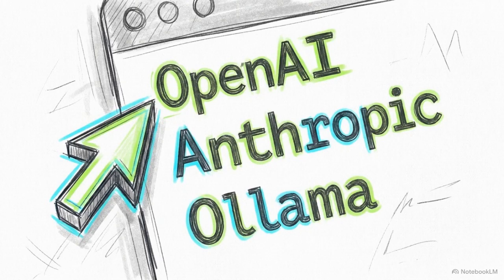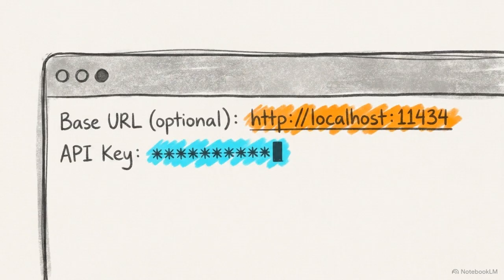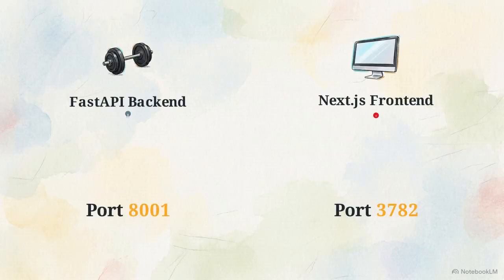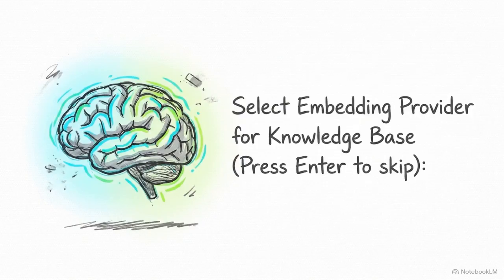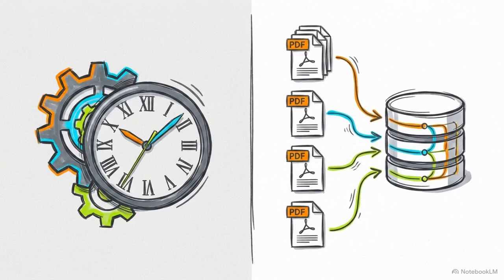You will be asked to select your LLM provider, enter the base URL if you're using a local model, and paste in your API key. The wizard will then assign the default networking ports. The backend secures port 8001, and the frontend connects on port 3782. You'll also see an option to set up an embedding provider. You can configure this now or wait until you're ready to build knowledge bases from your PDFs.